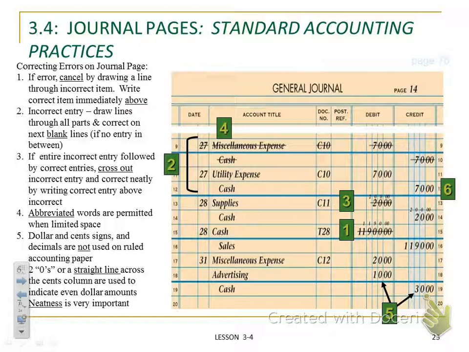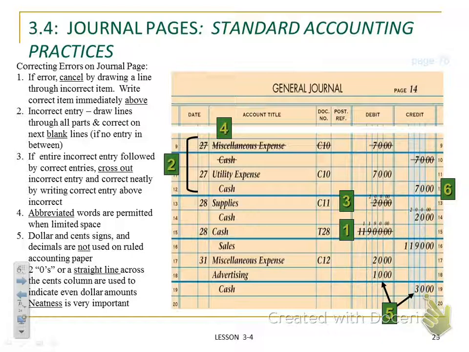Third error, if the incorrect entry was followed by correct entries, then what we would do is cross out the incorrect entry and write the correct entry neatly right above the incorrect entry. So if we look on error number 3, you can see how the dollar amount we wrote was $20 and it should have been $200. So we again simply write a single line through it and put the correct number above it.